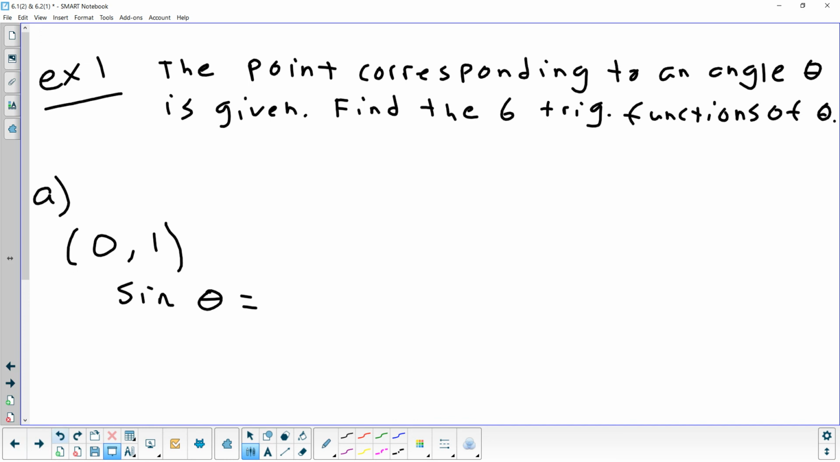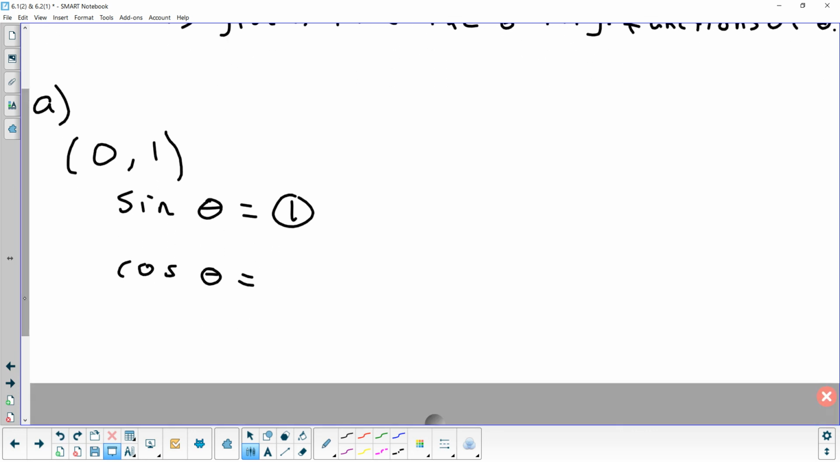Sine. Sine, according to the definition, is what letter? Y. And what's my y in this case? 1. Done. That's the sine. Cosine is which letter? And in this case, 0. What's my formula for tangent? Y over x, so if you set it up the way I did, it's basically just like putting a fraction bar right there and dividing them. Y over x. What do you get when you do 1 divided by 0? Not possible. It's not possible, it's undefined.